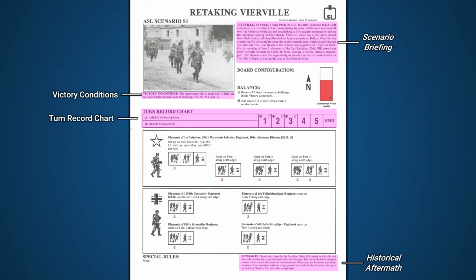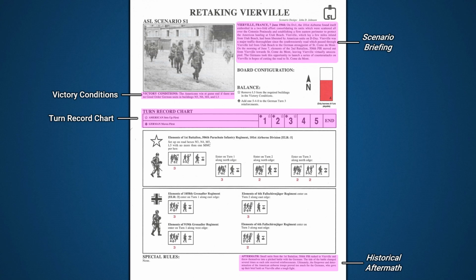This is reinforced on the numbered turn spaces of the chart. Each of these numbered squares represents a full turn in the scenario. In each full turn, first the Germans play through their sequence of play, and then the Americans. The scenario ends after the 5th full turn.